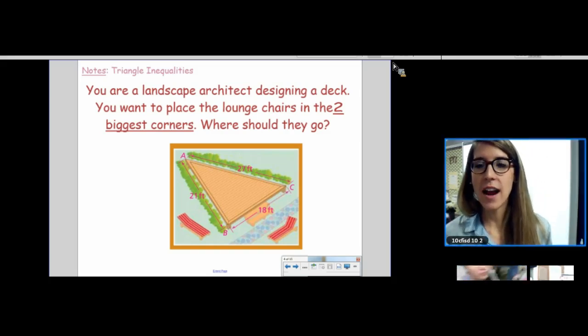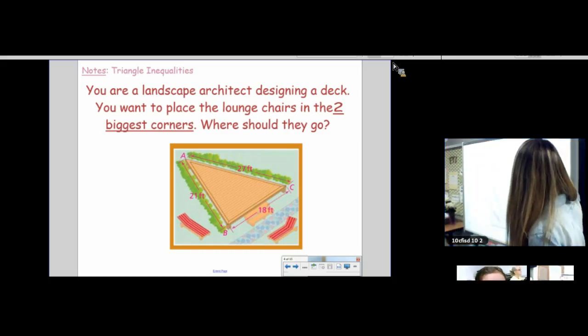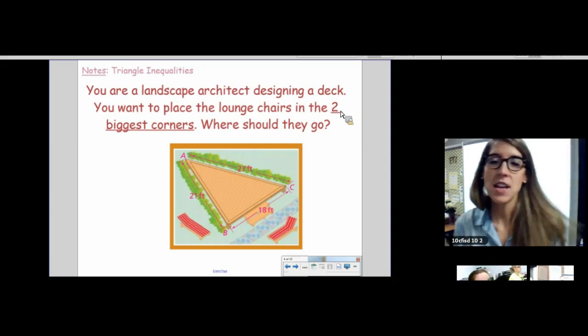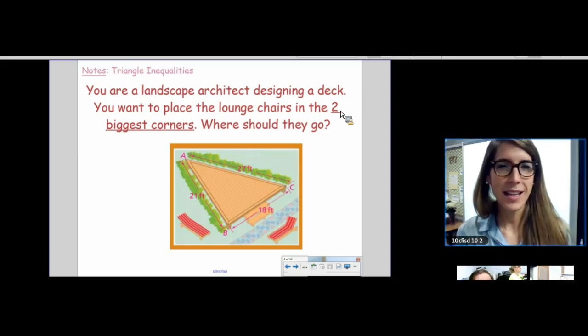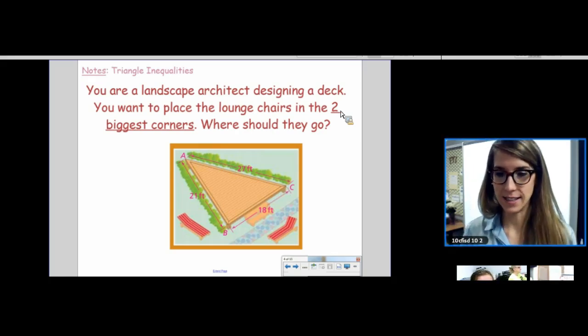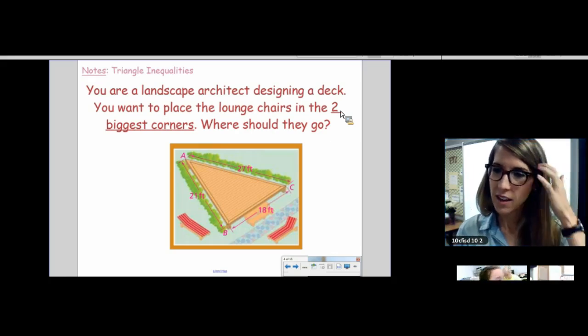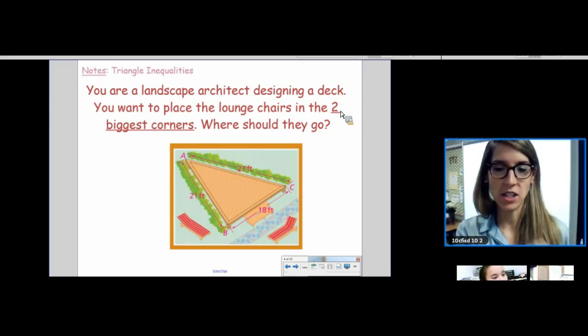All right, you are a landscape architect. Something weird happened with the font. There we go. And you're designing a deck. You want to place the lounge chairs in the 2 largest corners. Where should they go? So what's a landscape architect? Someone that designs for the outdoors, right? For green spaces. Okay. But a landscape architect is different than just a plain architect.